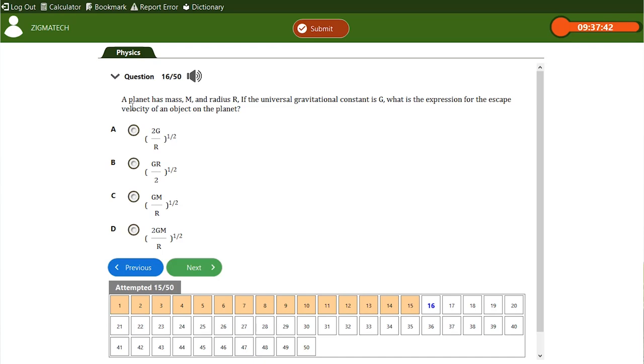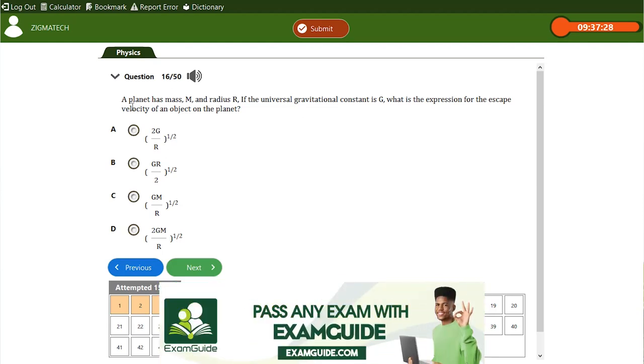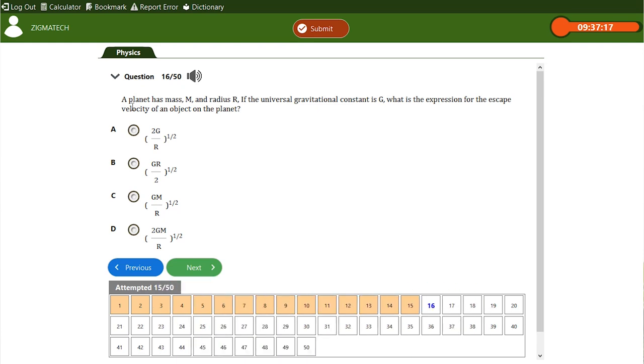A planet has mass M and radius R. If the universal gravitational constant is G, what is the expression for the escape velocity of an object on the planet? All right, for that to happen, escape velocity, okay?